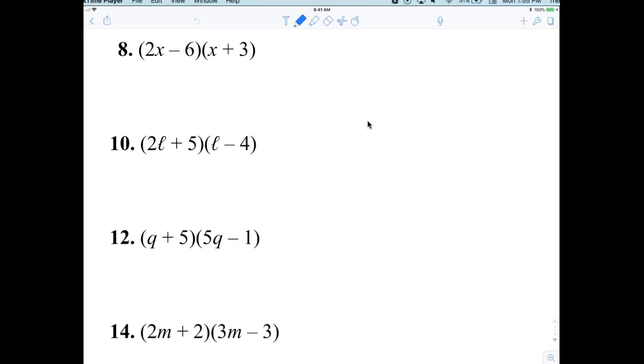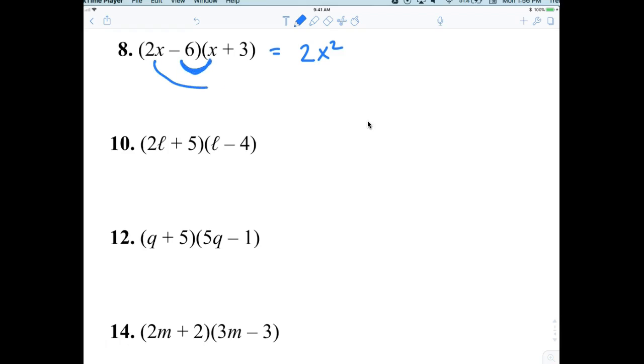Now, again, practicing the mental math. Here we go. The answer here is going to be 2x squared. Now we're doing a smiley face. How much is this?